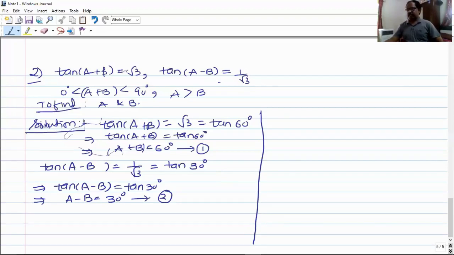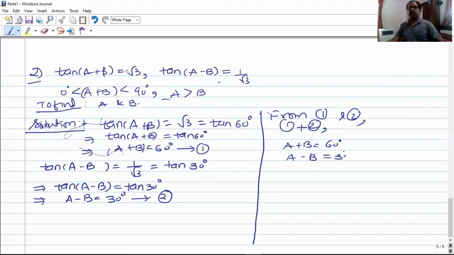So let's consider, from equations 1 and 2, can you add these two equations? If you add equations 1 and 2, it gives us a plus b equal to 60 plus a minus b equal to 30. If we add them together, the plus b and minus b will get cancelled. A plus a will become 2a. 60 plus 30 becomes 90. So I can say that angle A is equal to 90 by 2, equal to 45 degree. Yes, so A equal to 45 degrees.